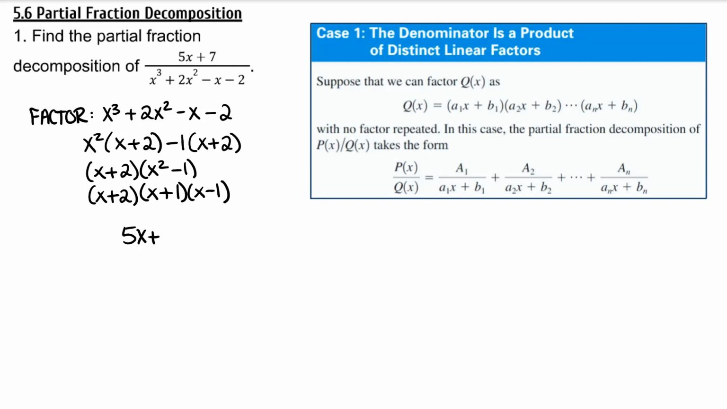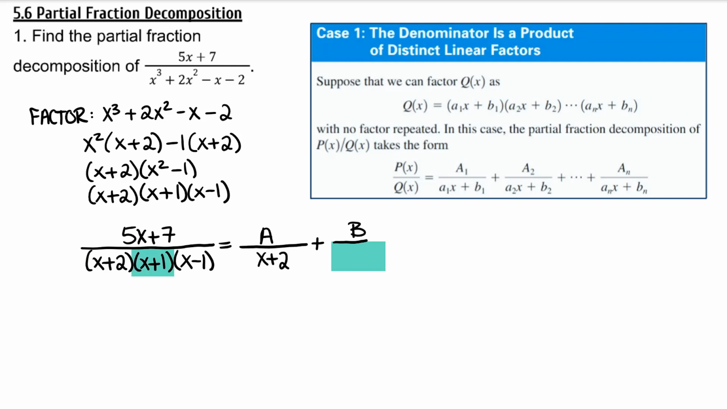This denominator has distinct, non-repeated linear factors, so the equivalent fractions will take the form A over x plus 2 plus another constant B over the next linear factor, x plus 1, plus another constant C over the final linear factor, x minus 1. Now we have a rational equation.